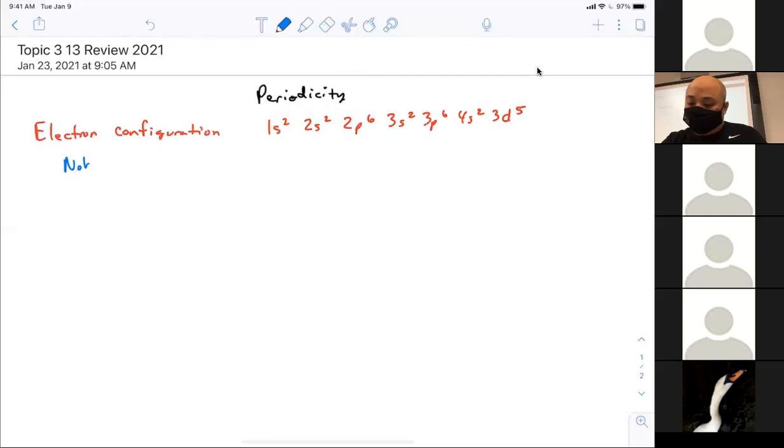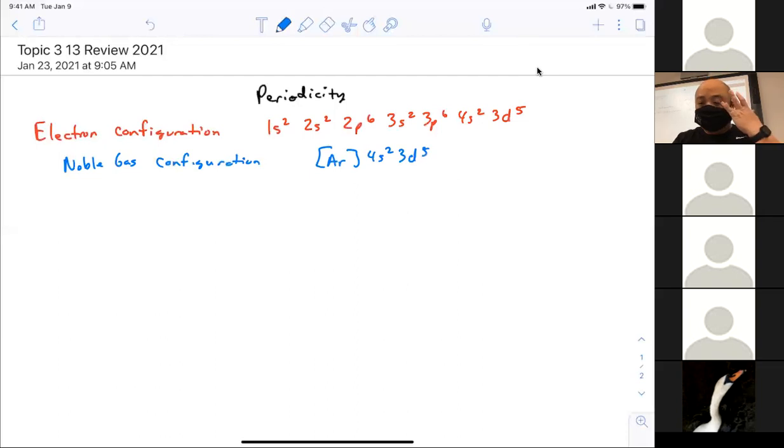Whereas noble gas configuration would be Ar 4s2 3d5. That would be the difference in those two concepts. And so make sure you're giving the right one, because if they ask for the full and you write noble gas, they're not going to give you credit for it. Okay. So do be wary of that.